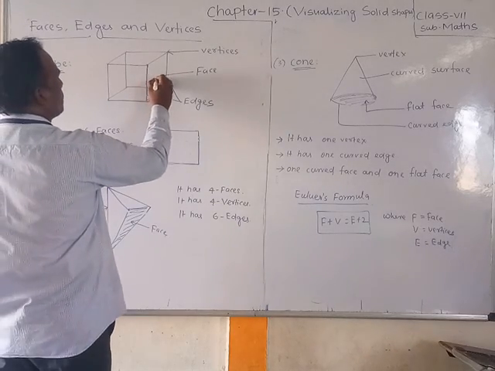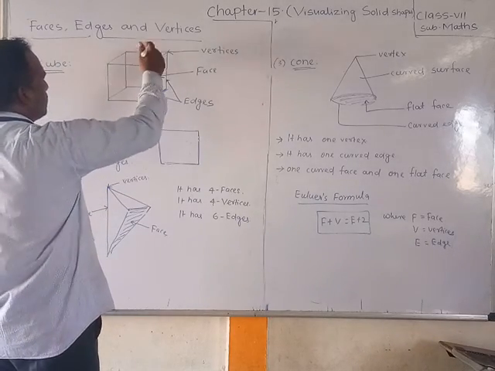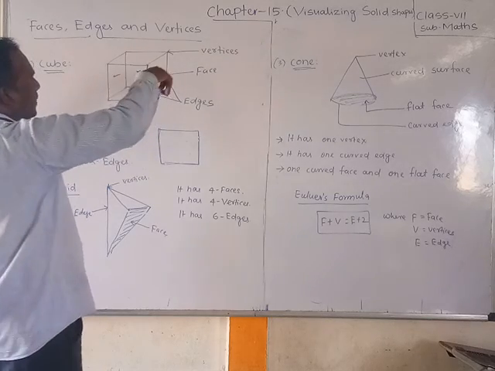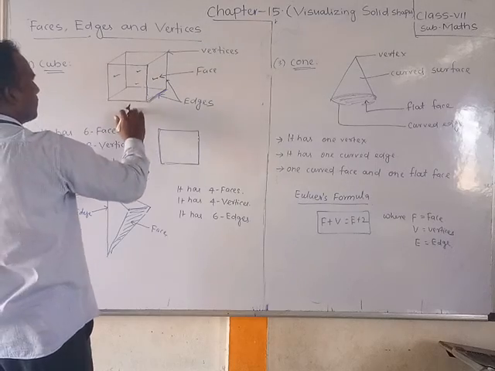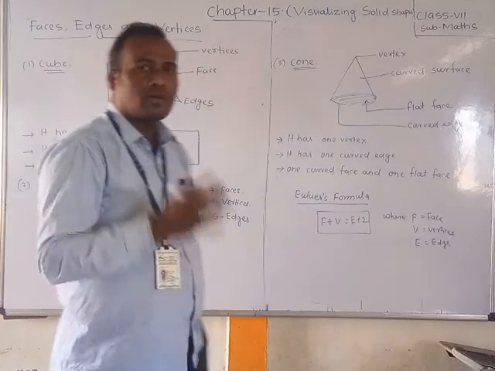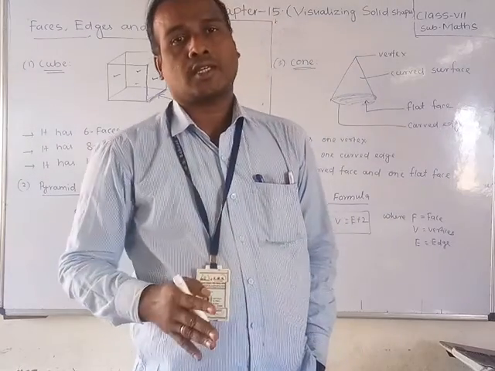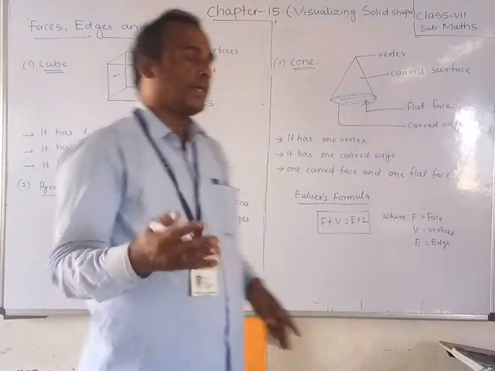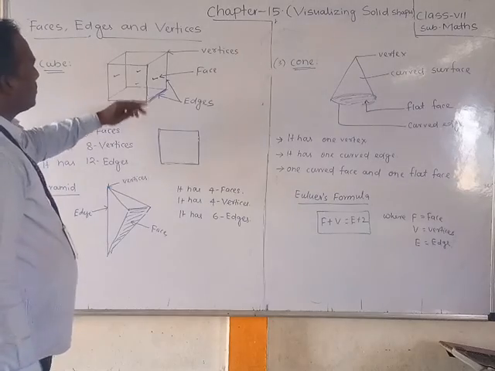If you count, this is 1, and 4 sides are there, so 2 and 3 and 4, that means you have to find the 4 sides. Next, the top and the bottom. So how many faces are there? 6 faces are there in a cube or cuboid. Now these are the faces.